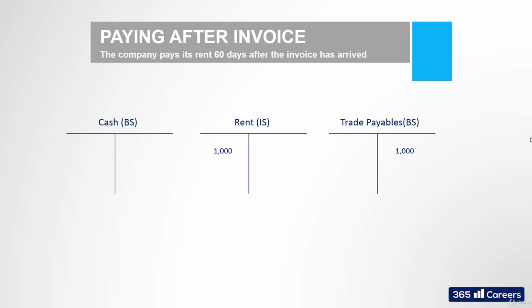Then, after 60 days have passed, the firm finds the money and pays its rent. We'll have to credit cash and debit trade payables for $1,000. The debt has been paid.